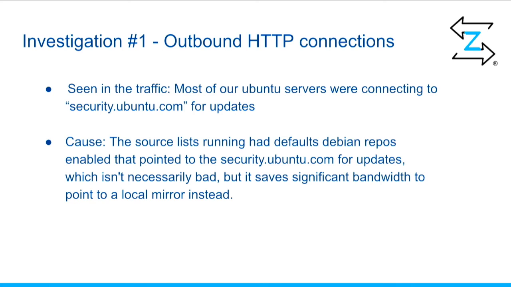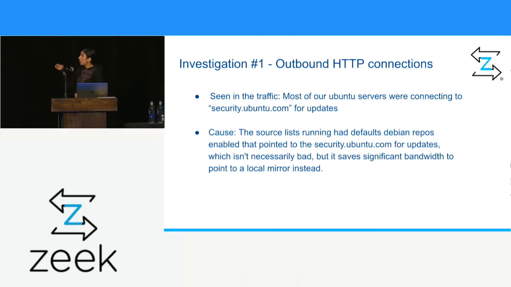So investigation one: I started looking at the outbound HTTP connections, and the first thing I saw was that most of our Ubuntu servers were reaching out to security.ubuntu.com for updates, like for the mirror packages and whatnot. The thing is that we run our own local mirror. So why are these servers contacting out for the Ubuntu server updates?